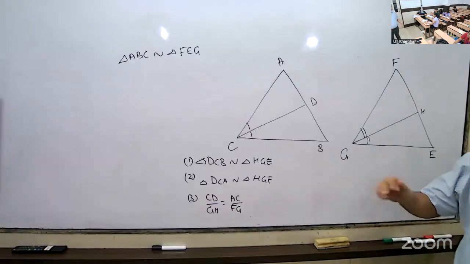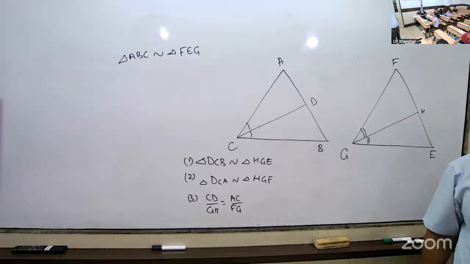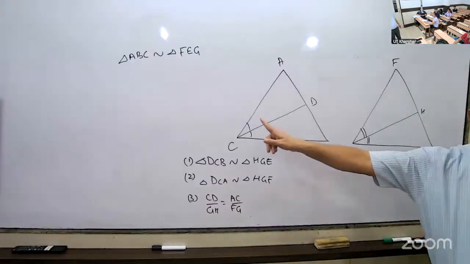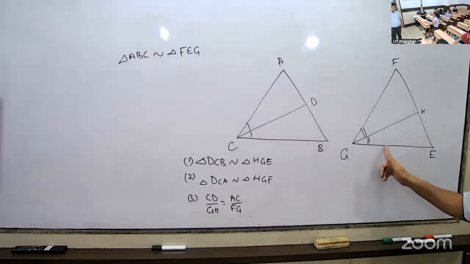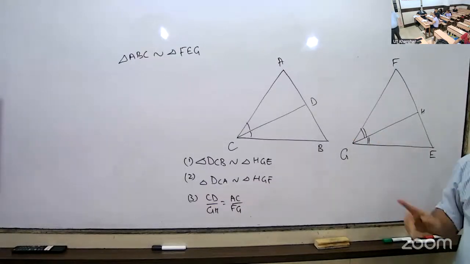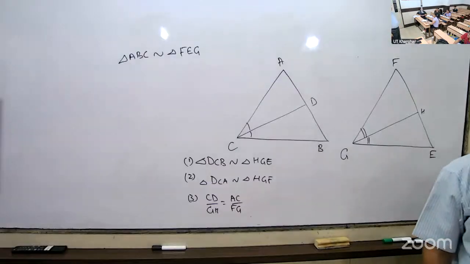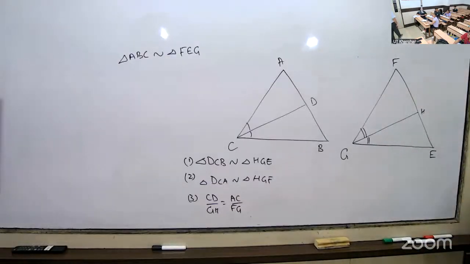Angle bisector. What is the meaning of angle bisector? Do you know what is the meaning of angle bisector? It divides one angle into two equal parts. That means these two angles are equal, these two angles are equal. Even if this is 30, this is 30, this is 40, this is 40. How did you get that these two are equal?